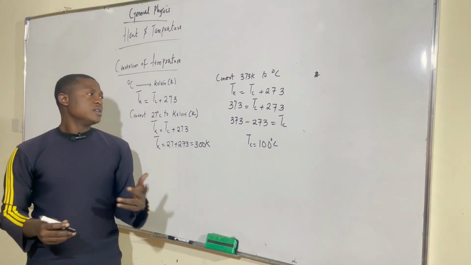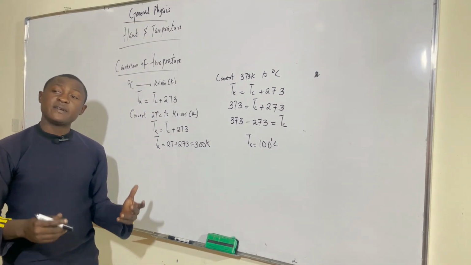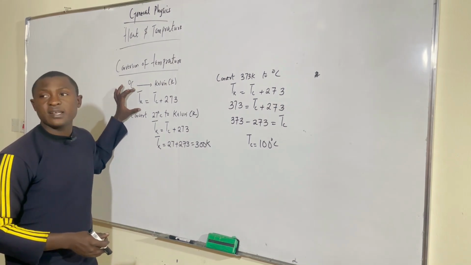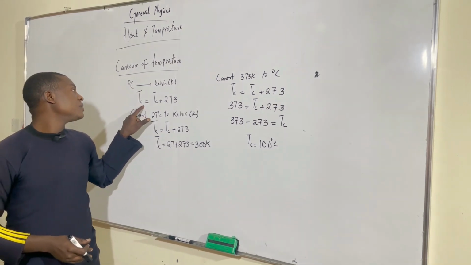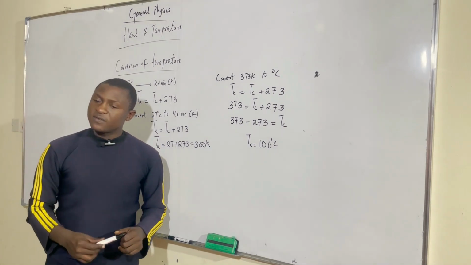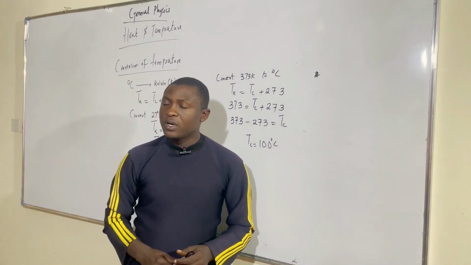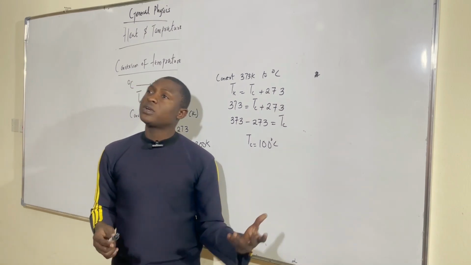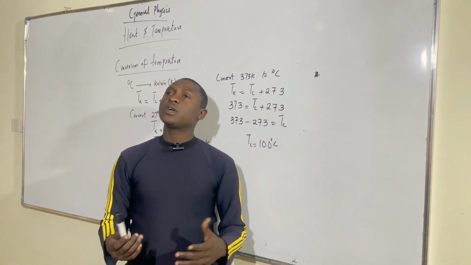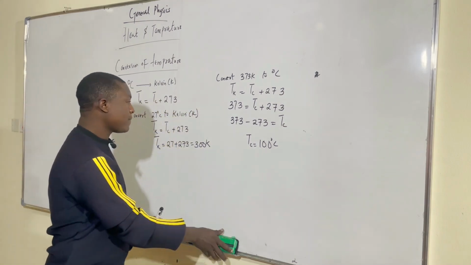So if you have to convert either from Celsius to Kelvin or from Kelvin to Celsius, we apply this standard formula, which is temperature in Kelvin is equal to temperature in Celsius plus 273. So another one, we have to convert from Fahrenheit to Rankine, or maybe from Fahrenheit to Celsius, or from Celsius to Rankine. So let's see that one too.